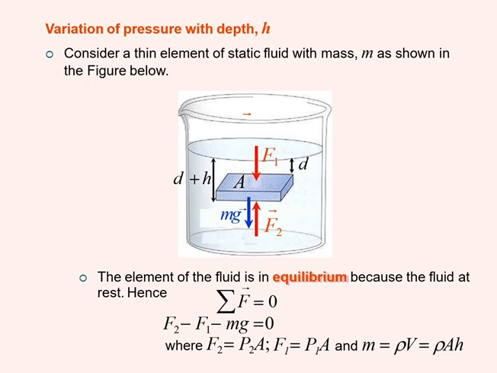Consider a thin element of static fluid mass m as shown in the figure below. The element of the fluid is in equilibrium because the fluid is at rest, which means the net force acting on the fluid element is zero. This can be expressed as ΣF equal to 0. Then substitute ΣF equal to F2 minus F1 minus mg equal to 0, where F2 equal to P2A, F1 equal to P1A, and m equal to ρv equal to ρAh.